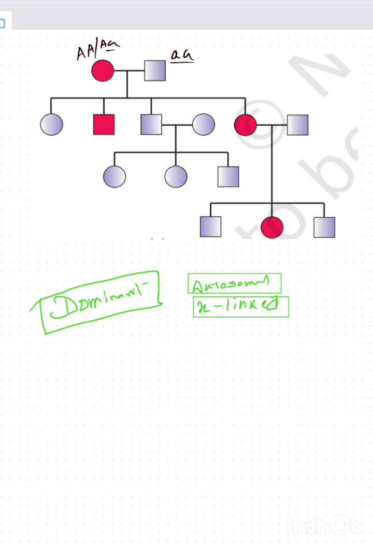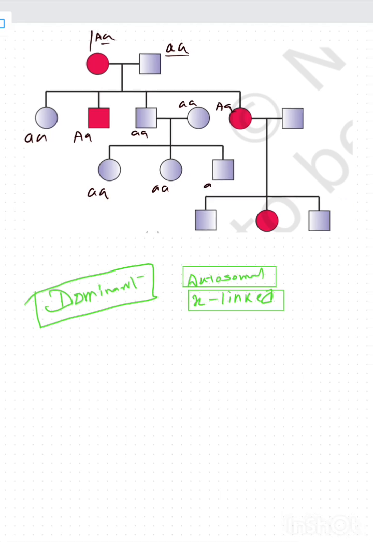So you can run this one. The exact genotype will be capital A, small a. What will be the probable genotypes? Capital A, small a. Here it is a normal person, so you can use small a. Here again capital A, small a. These things I think are clear. Now this normal boy is married to a normal girl. Suppose small a. What will happen? All the progeny will be small a. Clear?